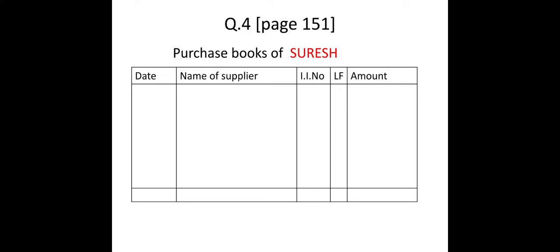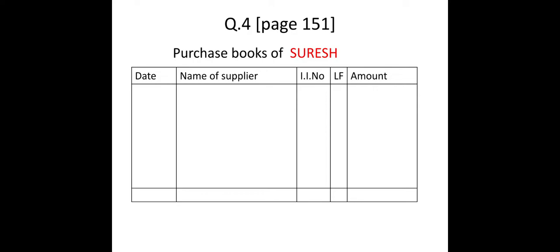Now students, in this question number 4, we have to prepare one purchase book. The format of the purchase book we discussed in the morning. So now we are recording transactions. First of all, we have to give a proper heading. So the heading will be like this: purchase book of Suresh. Suresh is the name of the owner, so we have to write it. Now there are a total of 5 columns, students, as you know, for a simple purchase book: date, name of supplier, inward invoice number, LF, and amount.